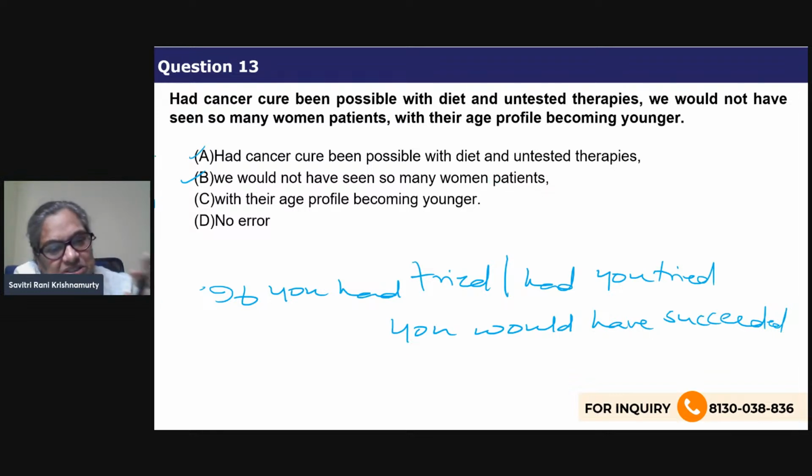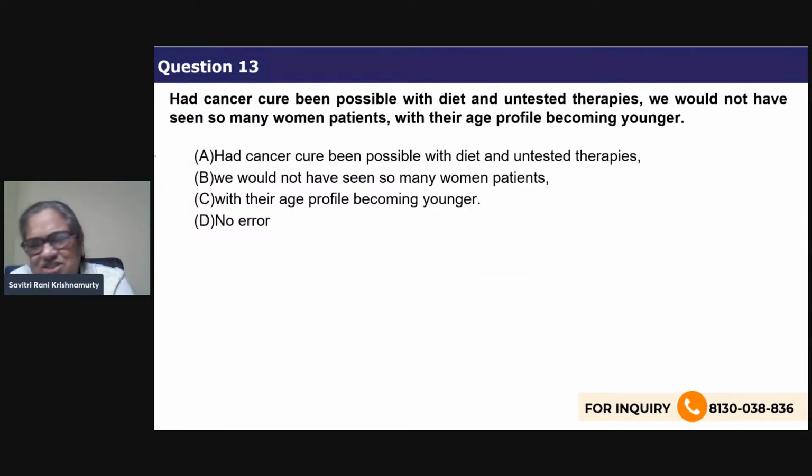Now, some students think C is an awkward construction. What do you mean, age profile becoming younger? The age profile of women patients, women cancer patients. That means more and more younger women are getting cancer. That's what it means. So for 13, the answer is actually no error. The sentence has been expressed correctly.